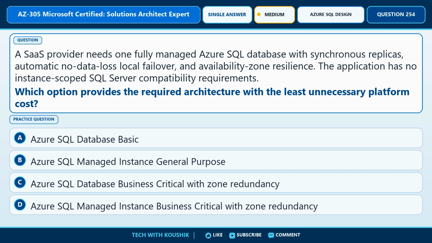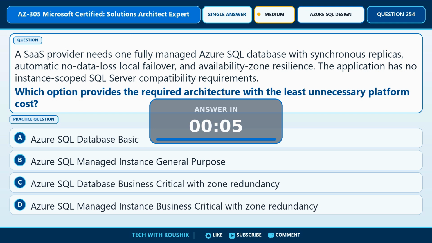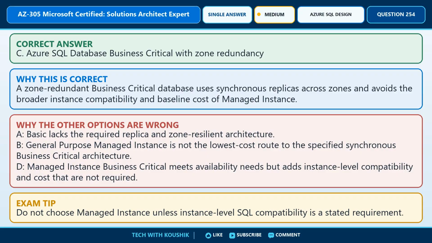Now examine the possible answers. Choice A, Azure SQL Database Basic. Choice B, Azure SQL Managed Instance General Purpose. Choice C, Azure SQL Database Business Critical with zone redundancy. Choice D, Azure SQL Managed Instance Business Critical with zone redundancy. The correct answer is Option C, Azure SQL Database Business Critical with zone redundancy.